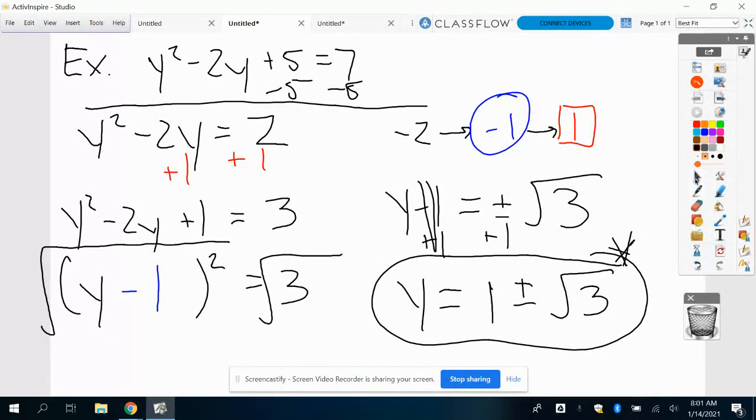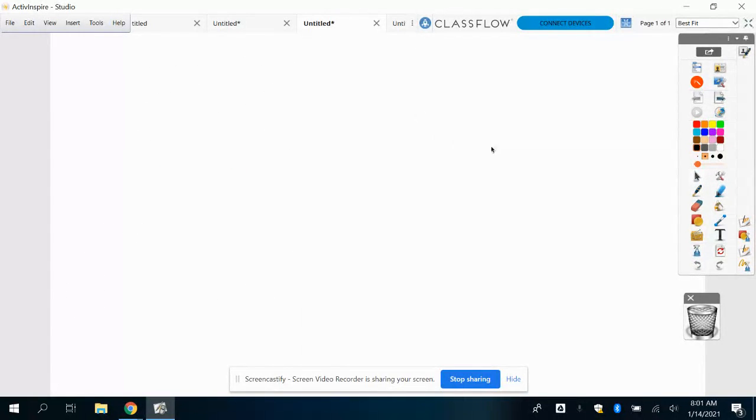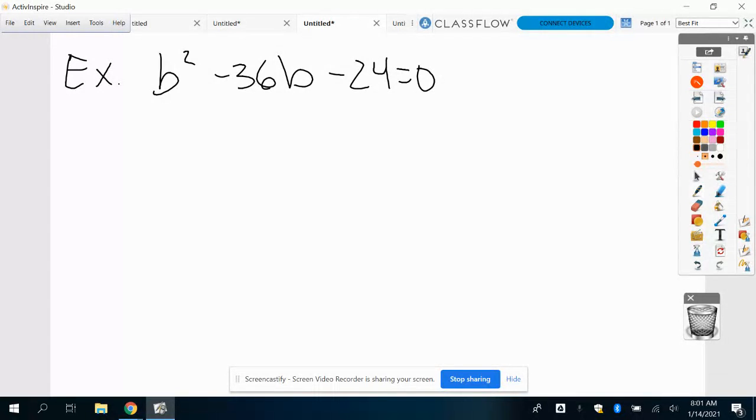Okay, we're going to look at 2 more, because again, the more practice, the better. So here's the next one that we're going to look at. And if you want to try this one on your own, you can go for it. You don't have to. But now that you've seen quite a few, you can maybe try this one at home by yourself. So this is the next example we're going to do. B squared minus 36b minus 24 equals 0.